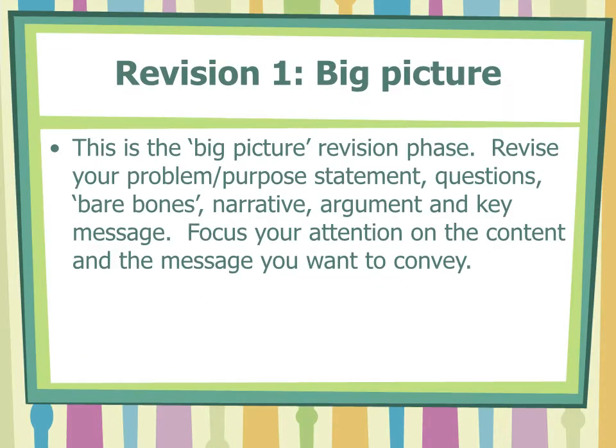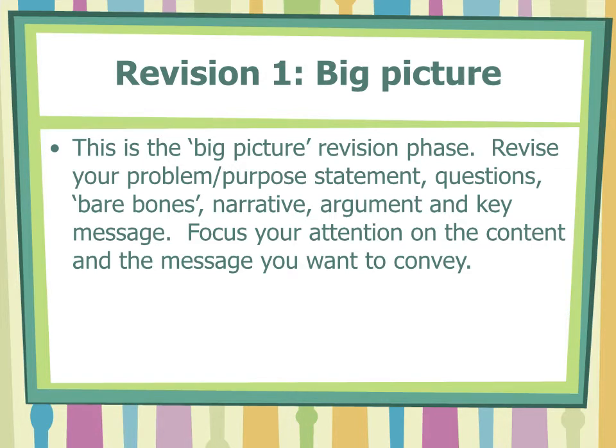Okay, so let's continue. In the revision phase, I would suggest 4 rounds of revision. The very first one is the big picture revision. By this I mean you go back to the big picture issues, so your problem purpose statement. You might at this point revise your problem purpose statement and then have a look at your draft to see whether or not that problem purpose statement appears in the draft and is aligned with everything else in the draft. Go back to the bare bones, the narrative, the argument, and the key message, and make sure that all of those are coming through in your paper or chapter in the way that you want them to.